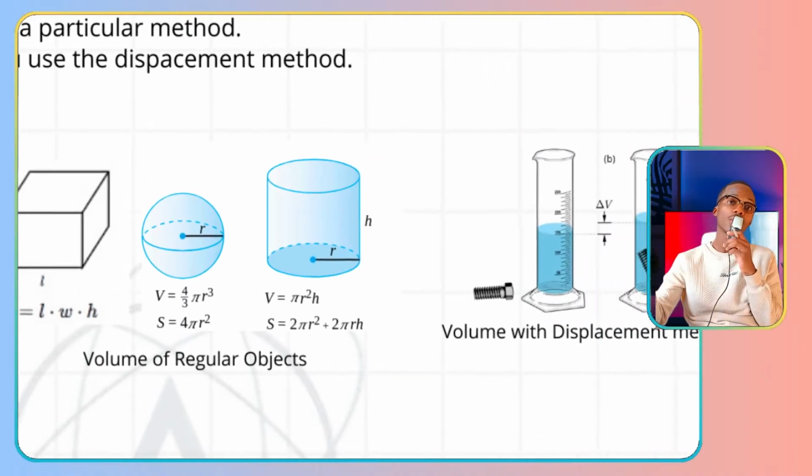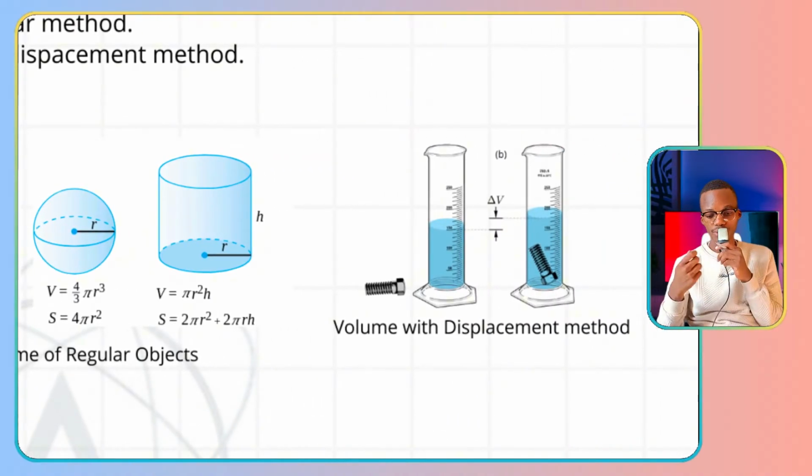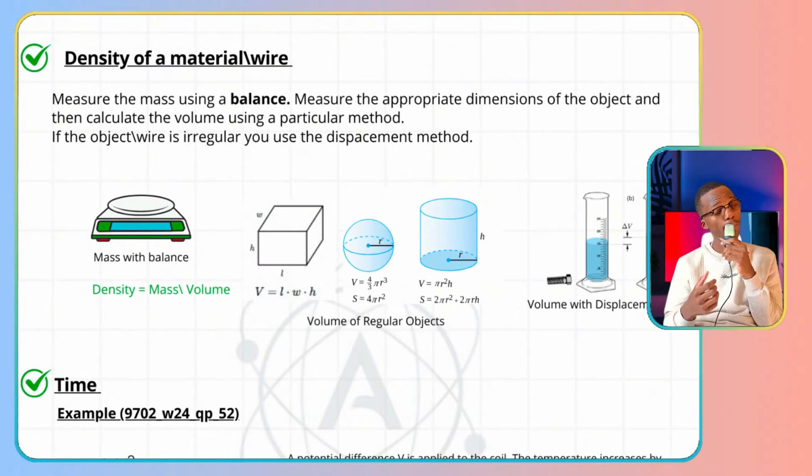If you have an irregular object, tell them to measure the volume using the displacement method. Take the object and place it in a measuring cylinder with water. Look at the displacement, and the difference in the water level will be the volume of your irregular object.